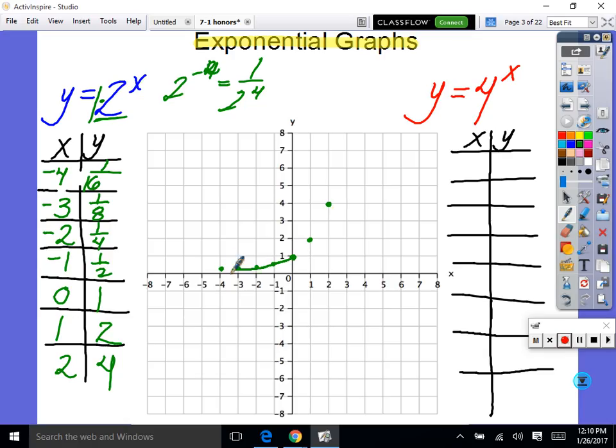So do you see how it's just getting smaller and smaller but never crossing 0? As this goes larger and larger, or smaller and smaller, depending on how you look at it, it's getting closer and closer to 0, isn't it? It's just going to get closer and closer to 0. It won't ever touch. So this is exponential growth. So our x-axis is an asymptote.